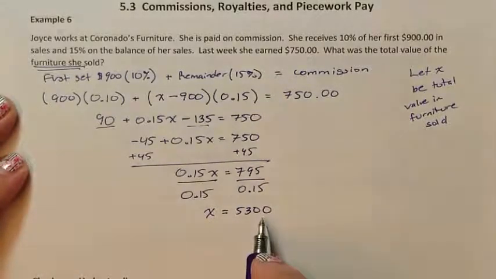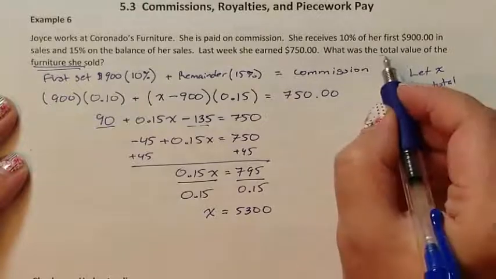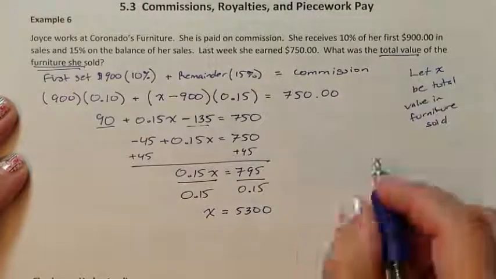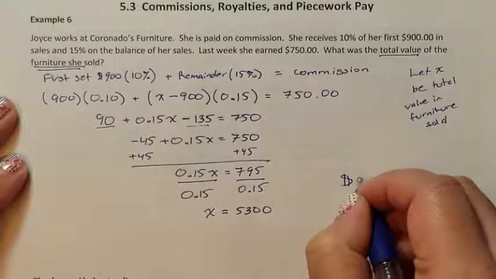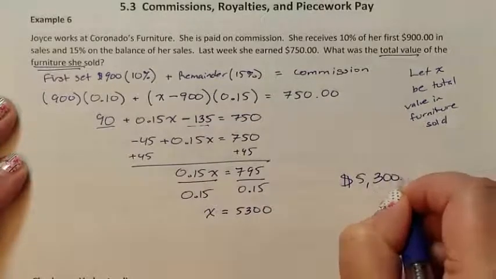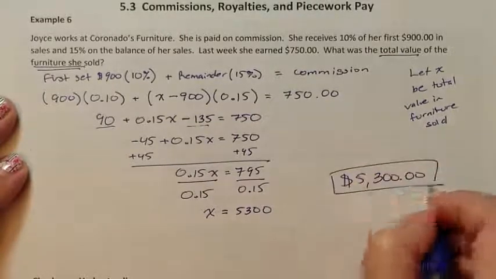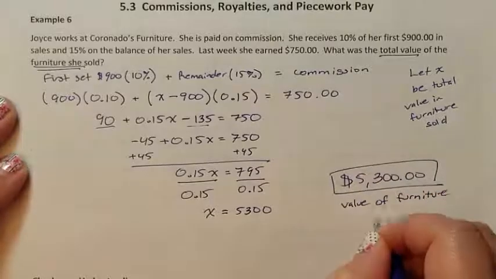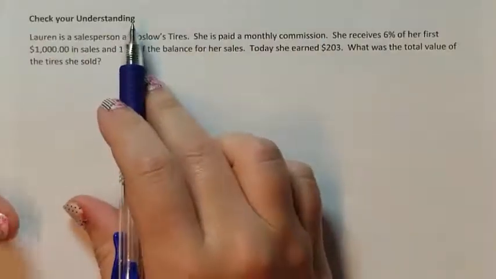So what does that mean? I wanted to know what was the total value of the furniture sold. So she sold $5,300 worth of furniture. Let's go ahead and check your understanding.